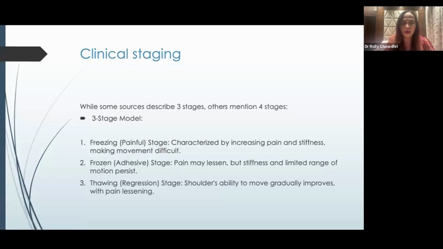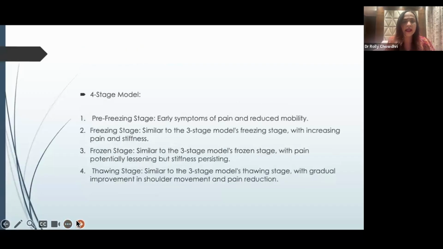If we go to the four-stage model, it also includes a pre-freezing stage, whereby there are early symptoms of pain and reduced mobility. In this pre-freezing stage, if I label the time period, it is 0 to 3 months, whereby nobody is able to understand that the patient is developing frozen shoulder; she or he has some pain and reduced mobility.